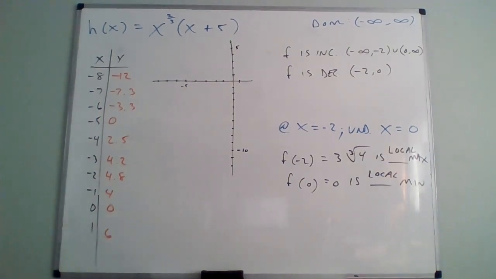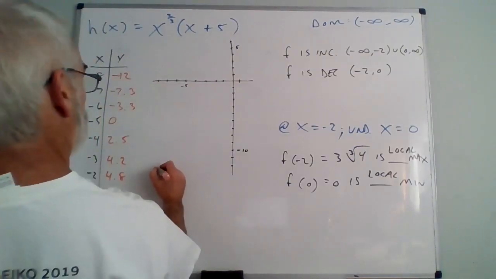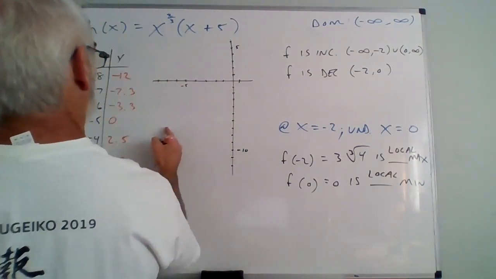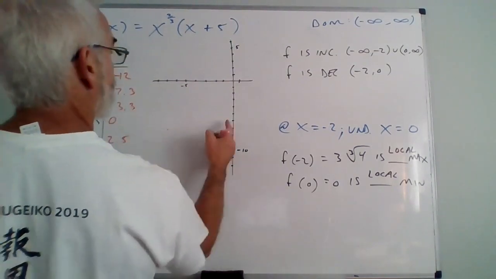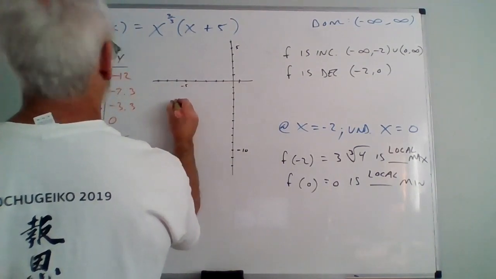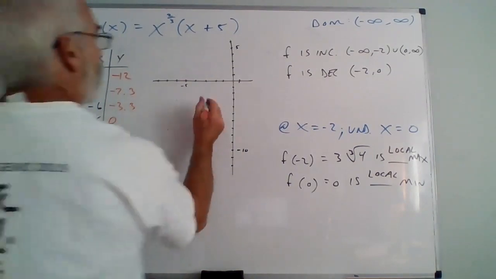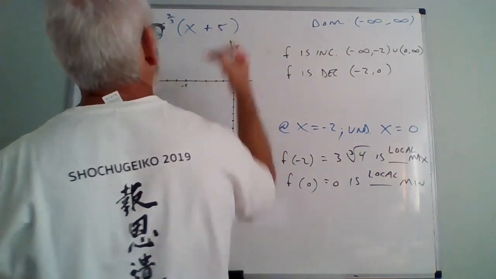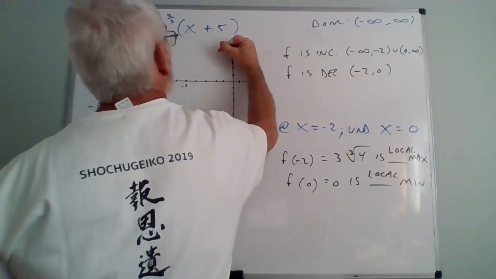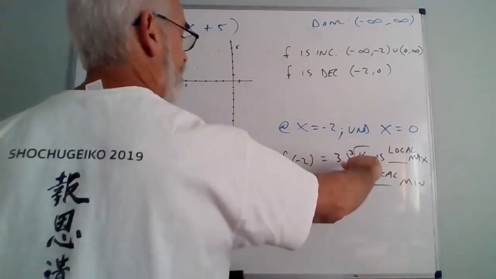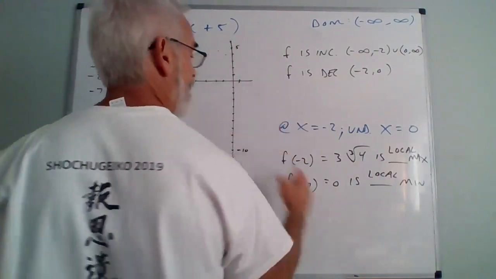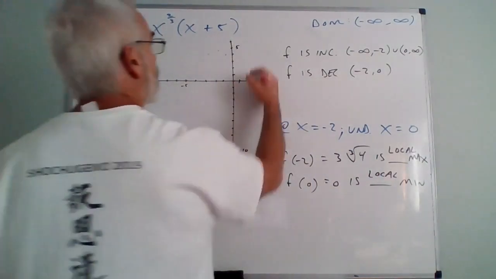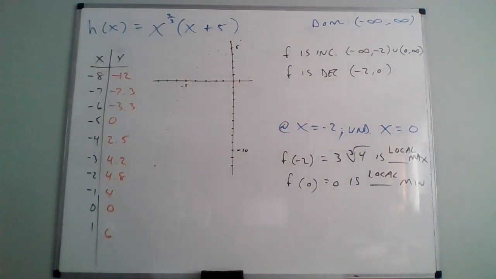So now let's draw our perfect graph. So negative 8, negative 12. If you have graph paper, it's a little easier because you have squares. Negative 7, negative 7.3. So 9, 8, 7 there. And then negative 6, negative 3.3 down there. Negative 5, 0. That was easy. Negative 4, about 2.5. Negative 3, about 4.2. Negative 2, about 4.8. And negative, whoops. Oh, that's this one right here. And then negative 1 is about 4, because that's going to be my peak, as we see. And then 0 is back to 0. And then what's happening on the other side of 0? 1, I'm up to 6. Okay, I think we know exactly what this looks like.